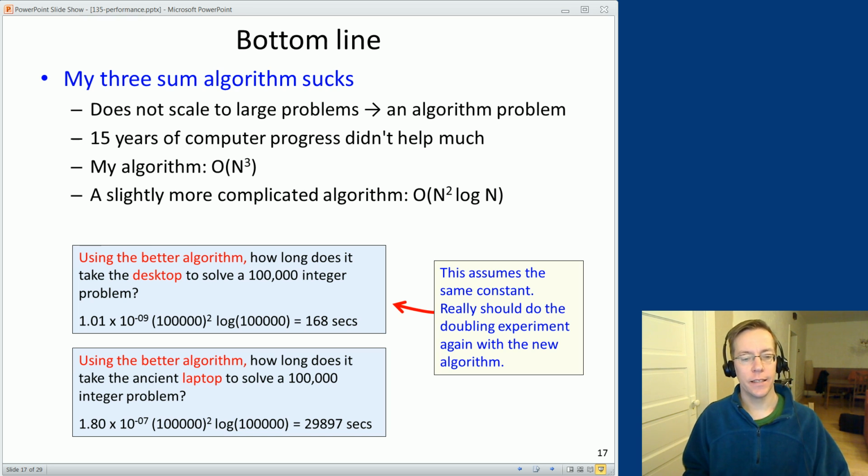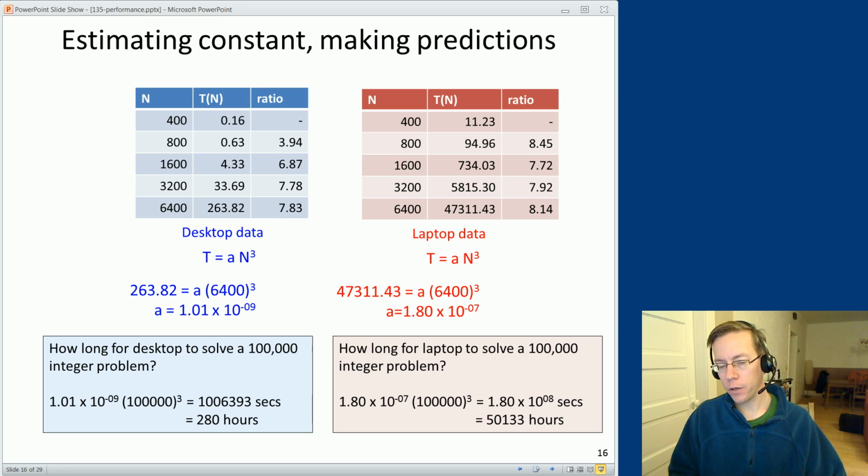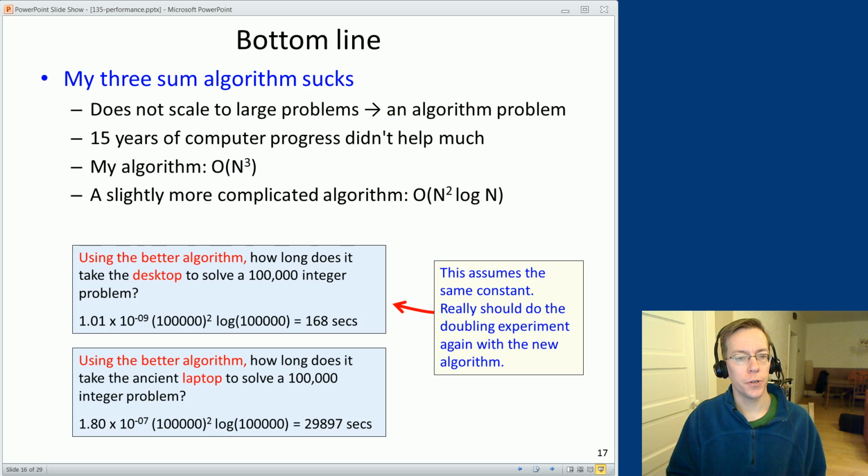Here's the bottom line: that's not a very good way to do 3 sum. It doesn't scale to large problems. Like 100,000 is just taking way too long. 15 years of progress, from my ancient laptop to my state-of-the-art desktop, didn't really buy me out of this problem, because 280 hours is still pretty long. I don't really want to wait 280 hours for this program to return. And an n-cubed algorithm isn't so good.